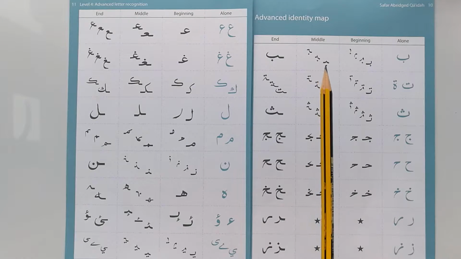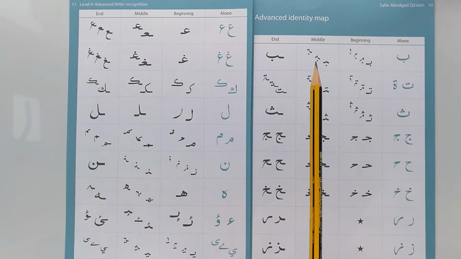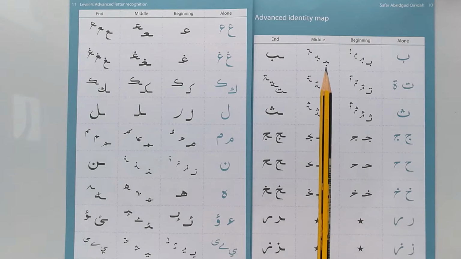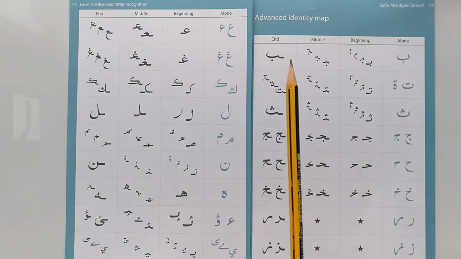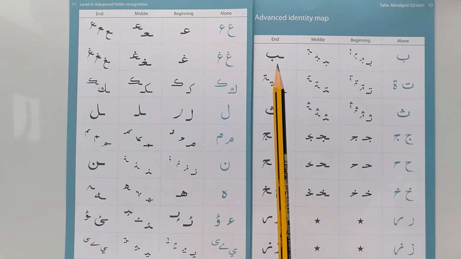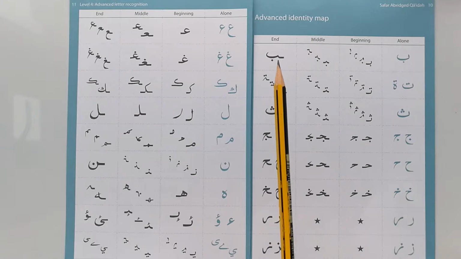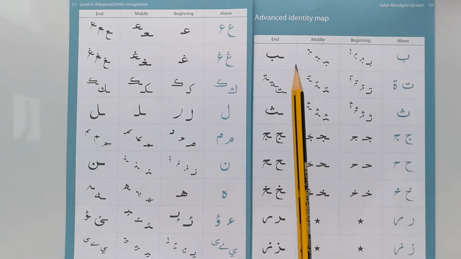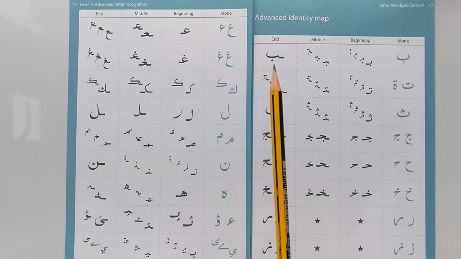Okay? When it's in the middle of the word, 1, 2, 3 different ways. This is the basic way that we've already seen, and there's these 2 advanced ways as well. And when it's at the end of the word, it's just the one way that we've already seen before in the basic identity map. The one constant here is that the bar always keeps its dot. Okay.